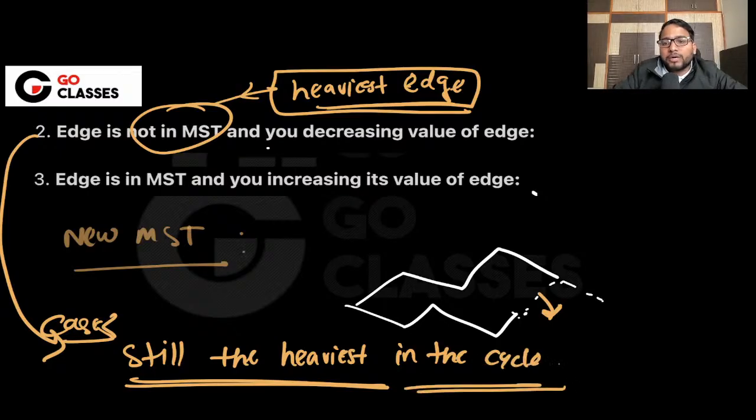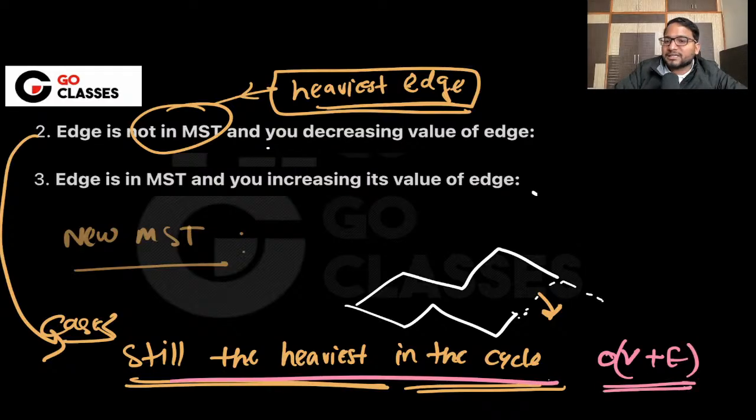So how to check? You need to check the cycle that it is forming. I'm not going into much detail on how to check the cycle; it is using DFS in order of V plus E. You just need to check whether it is still the heaviest in the cycle. Check the cycle and find out the maximum edge.